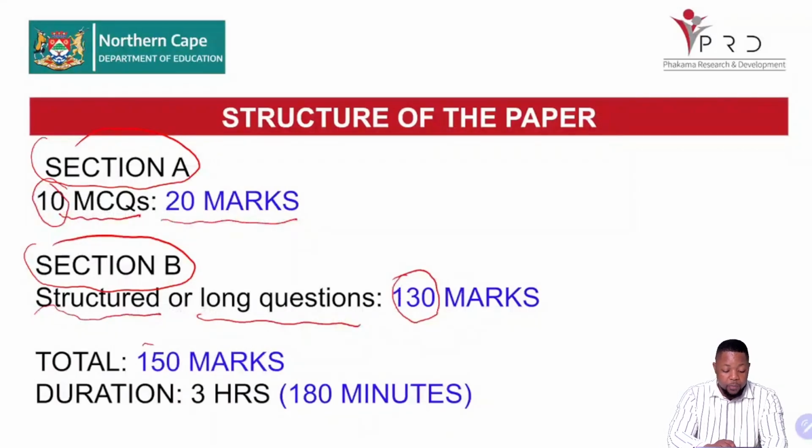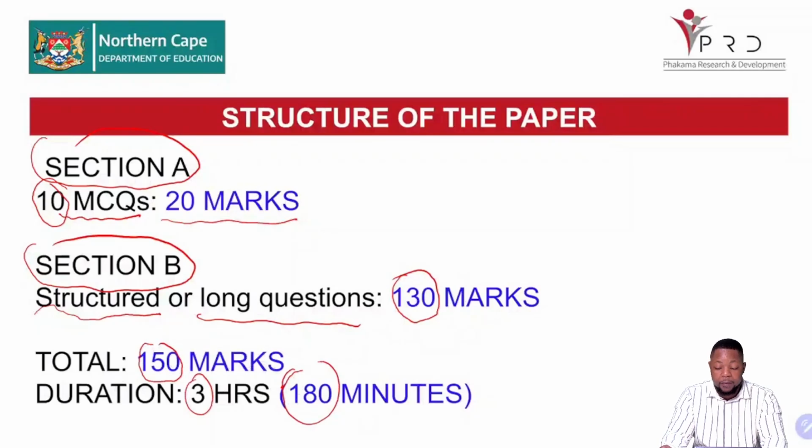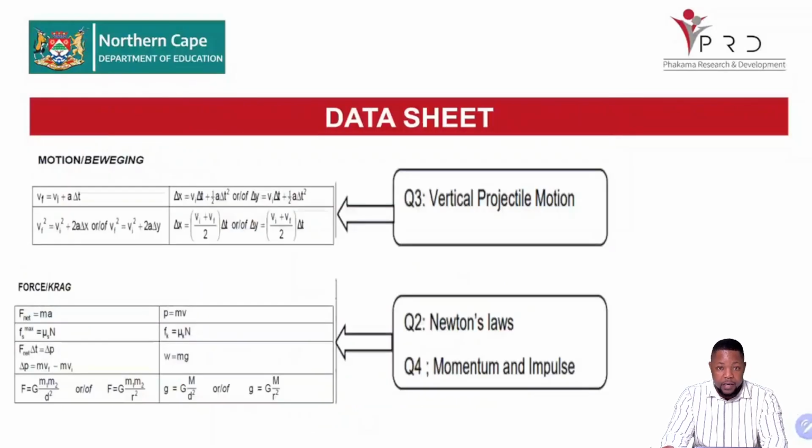The total of a paper, we have indicated, is 150 marks, written in 3 hours, which is equivalent to 180 minutes. So that is a lot of content that needs to be covered, and hence we are starting with the revision.